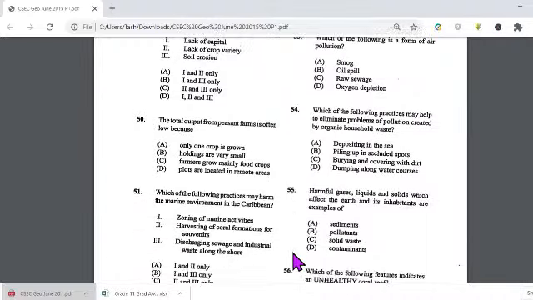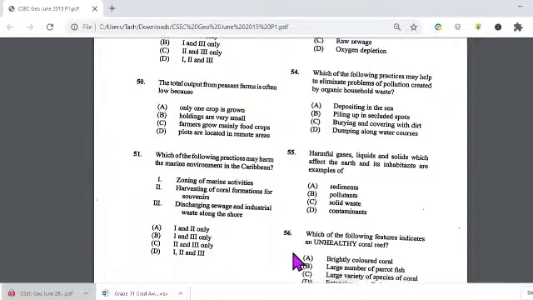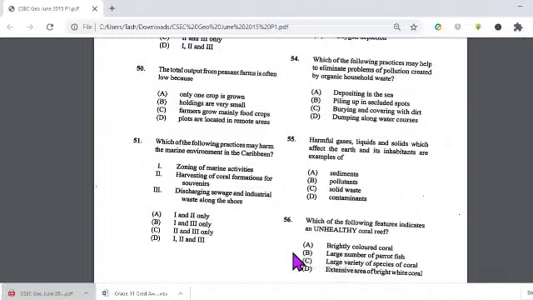51. Which of the following practices may harm the marine environment in the Caribbean? So, 1, zoning of marine activities. Let me know if you know what zoning is. 2, harvesting of coral formations for souvenirs. Any form of taking of coral formations is bad, and you are destroying the marine environment.